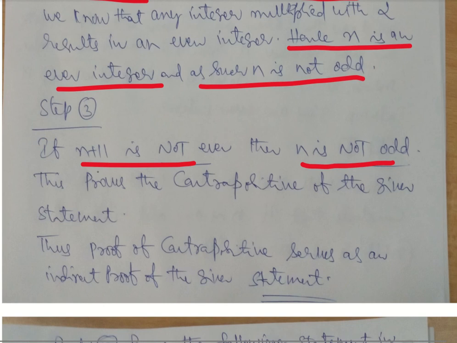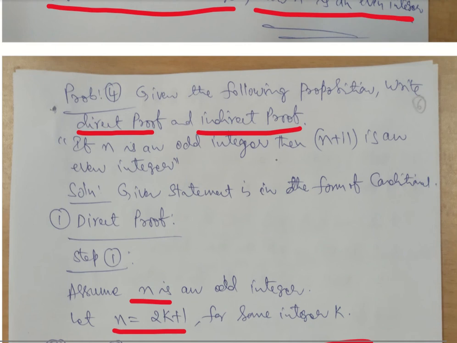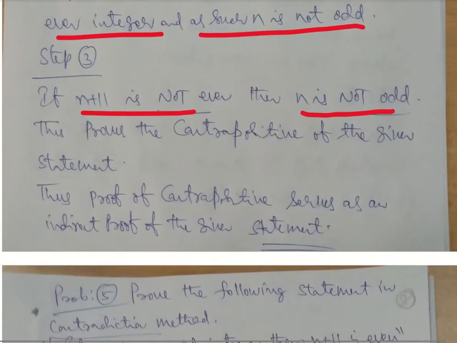What is the contrapositive? If n is an odd integer, then n plus 11 is an even integer. What is the contrapositive of this? If n plus 11 is not an even integer, then n is also not an odd integer. Have we proved that? Yes. If n plus 11 is not an even integer, then n is not an odd integer. That's what we have proved.